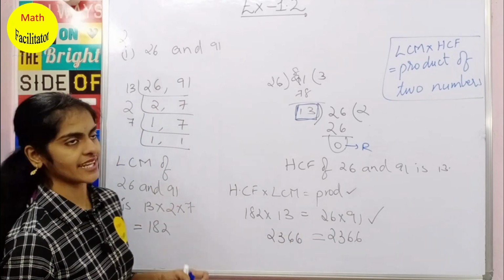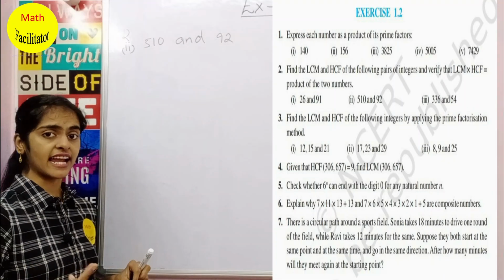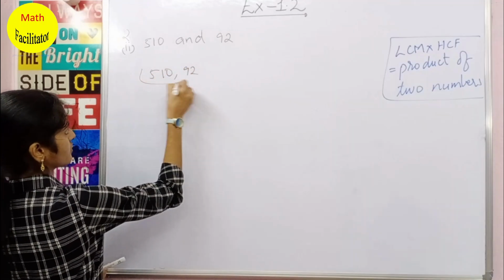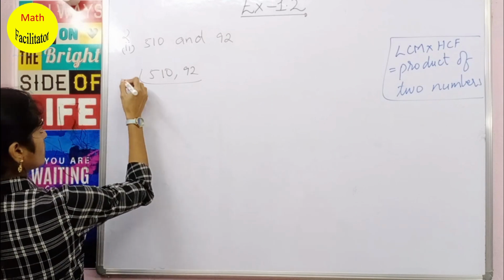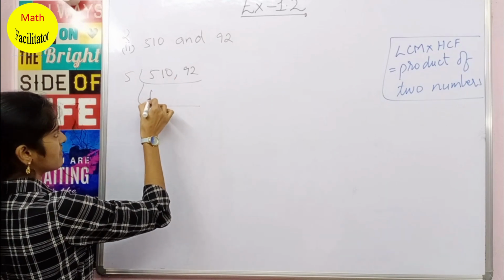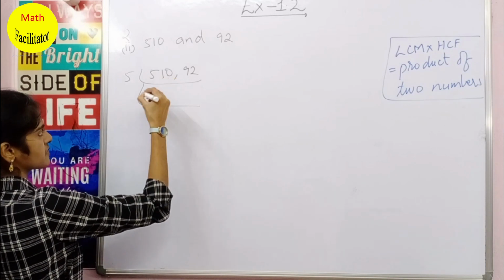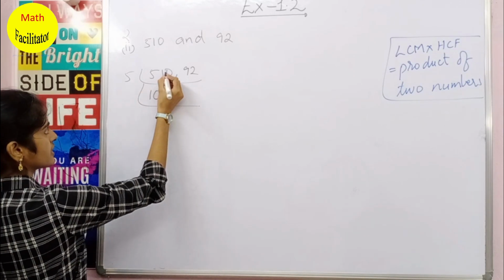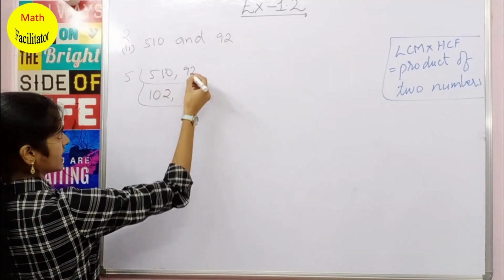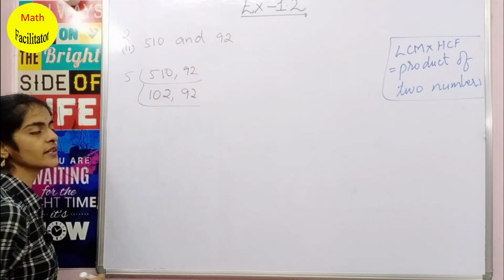Now let us move on to the second part of this question. Next you have 510 and 92. Firstly let us find the LCM of these two numbers. Since I have 0, let me take 5. 5 ones are 5. You have 1 which is not divisible by 5, so I'll write 0. Now this becomes 10, so 5 2s are 10. 92 is not divisible by 5, so let me write it down as it is.